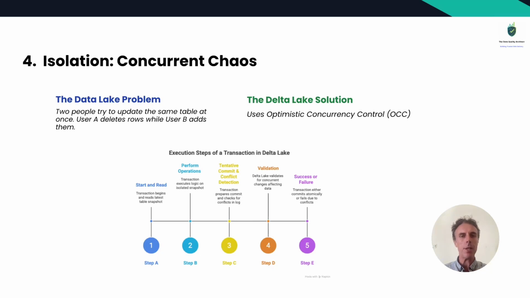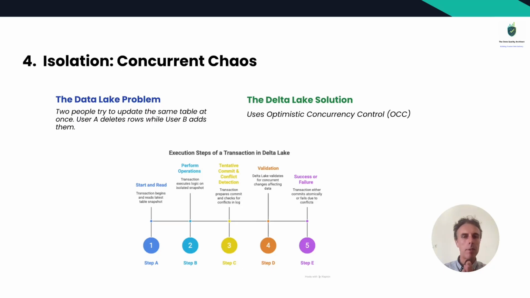Then we have a validation step. Delta Lake validates if any of those concurrent changes will affect the data the current transaction is reading or modifying. So, for example, if transaction 1 modifies, say, rows A and B, and transaction 2 modifies row B, transaction 2's commit will fail because there's a conflicting write on row B between those read and write steps.